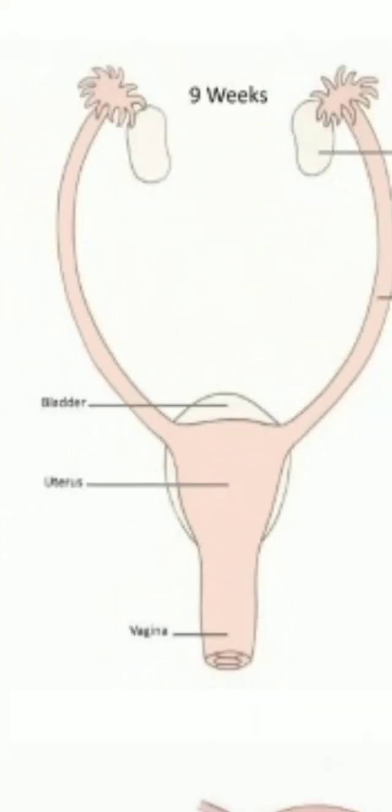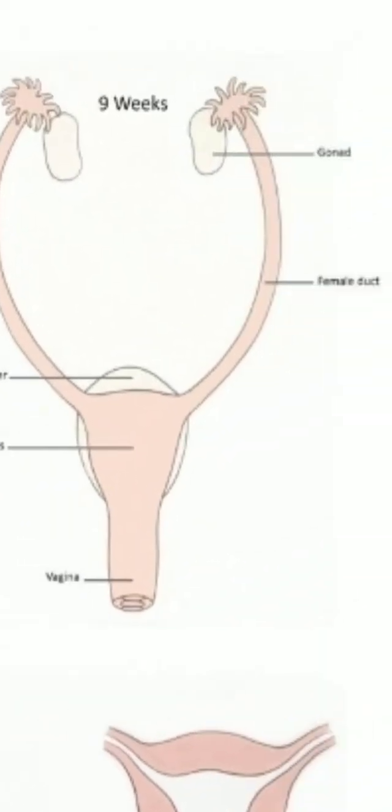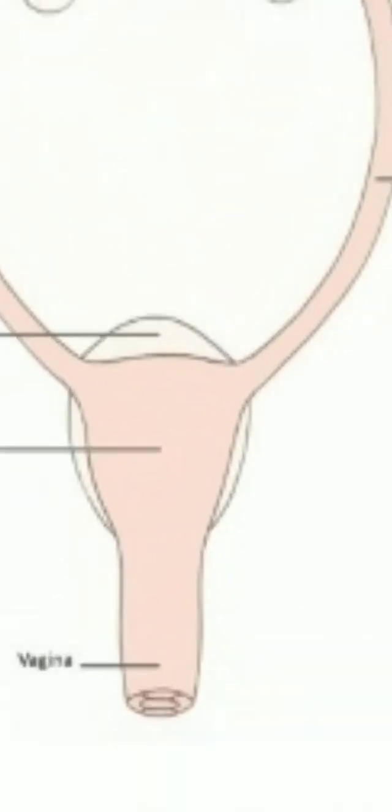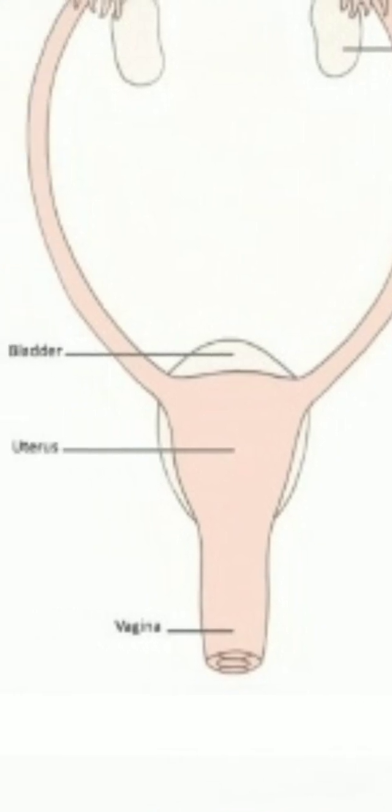So the upper vertical portion of the Mullerian duct gives rise to the fallopian tubes, which will not unite. The middle horizontal portion will give rise to the fundus of the uterus. The lower portion of the Mullerian ducts will unite with one another to form the uterovaginal canal. Obviously, the upper portion of the uterovaginal canal gives rise to the uterus, and the lower portion gives rise to the vagina.